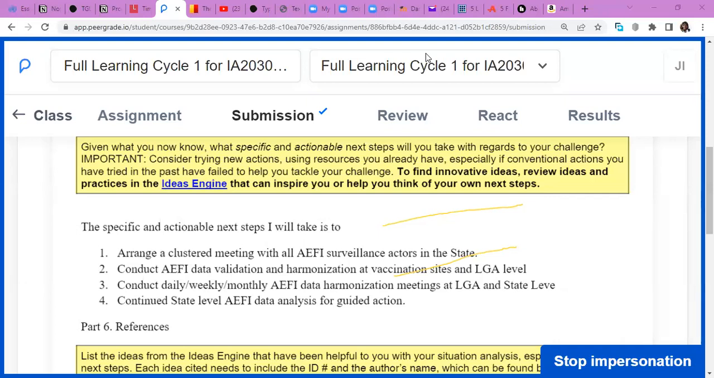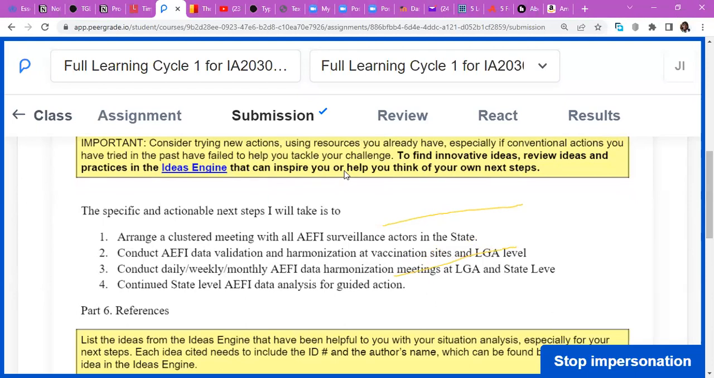On a daily basis, before the vaccination site sends data to the LGA team, they should look at exactly what they have, look at what the surveillance officer in that site, if any, has, and agree on what they are reporting. They should ensure that for every case they say they have seen, there is a case reporting form, and the line listing should capture that. We should continue state level data analysis for guided action.